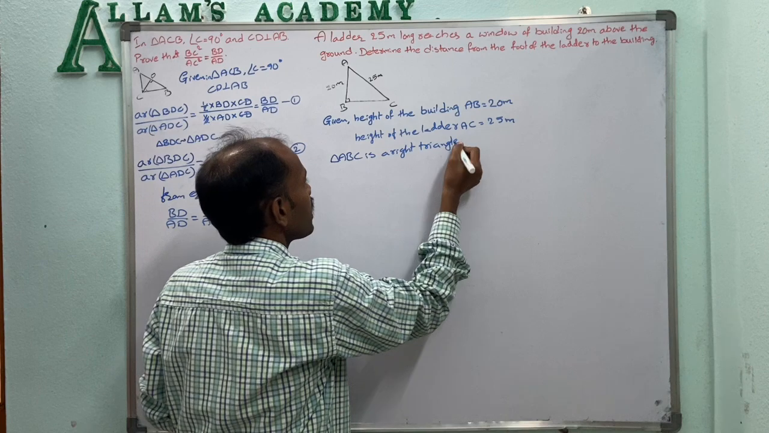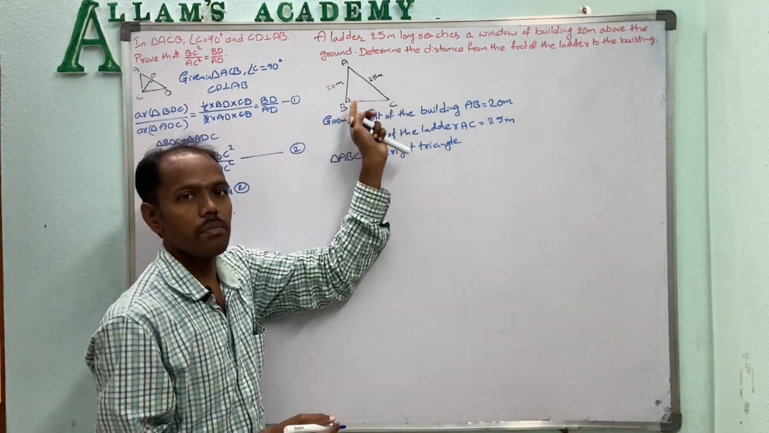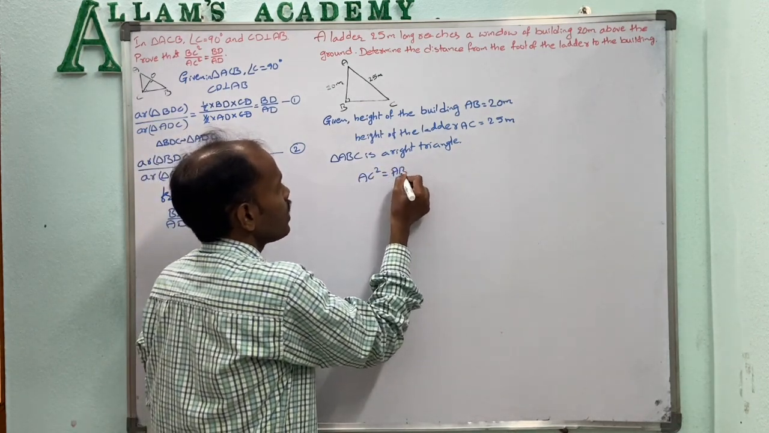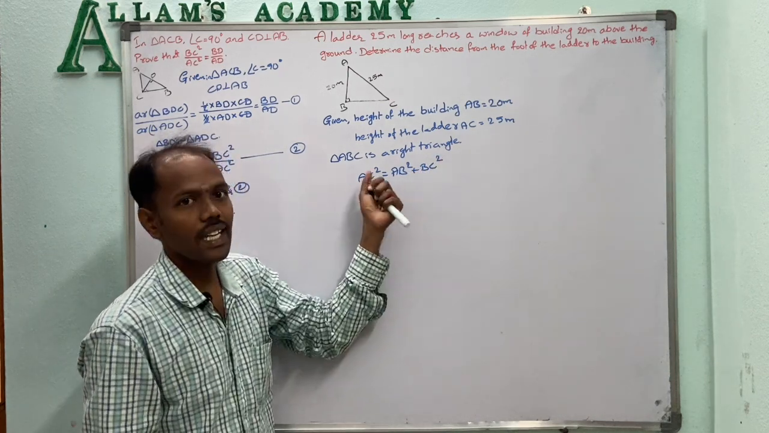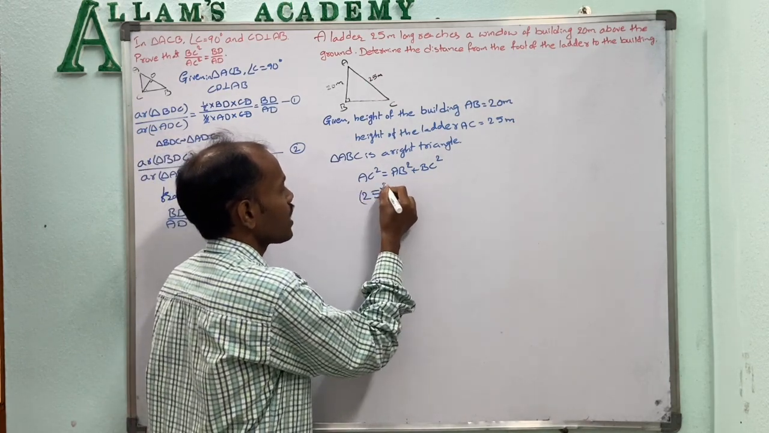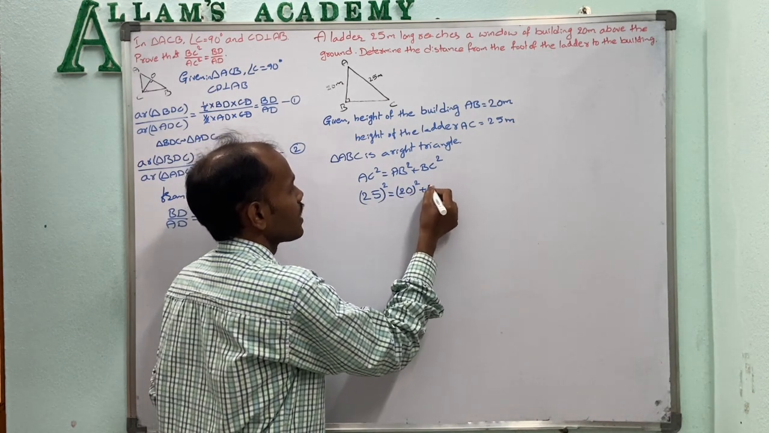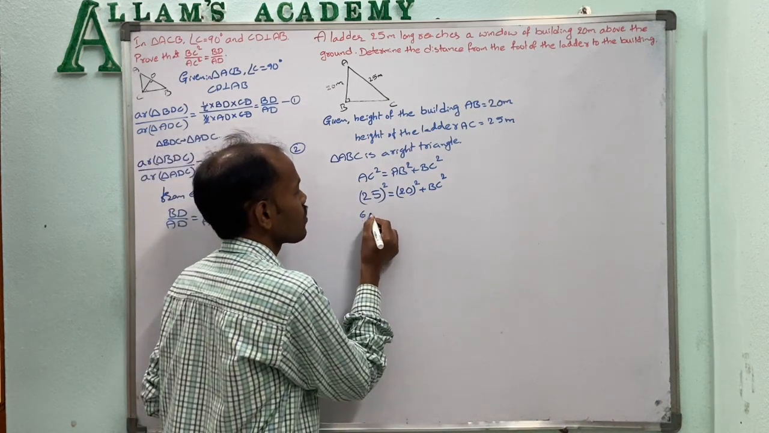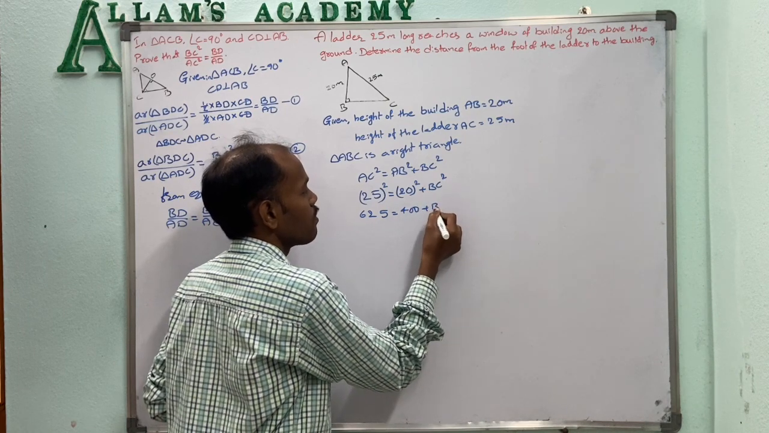So by the Pythagoras theorem, AC square equals AB square plus BC square. AC is the hypotenuse, that is 25. So 25 square equals AB square, 20 square, plus the remaining side BC square. 25 square equals 625, 20 square equals 400, plus BC square.